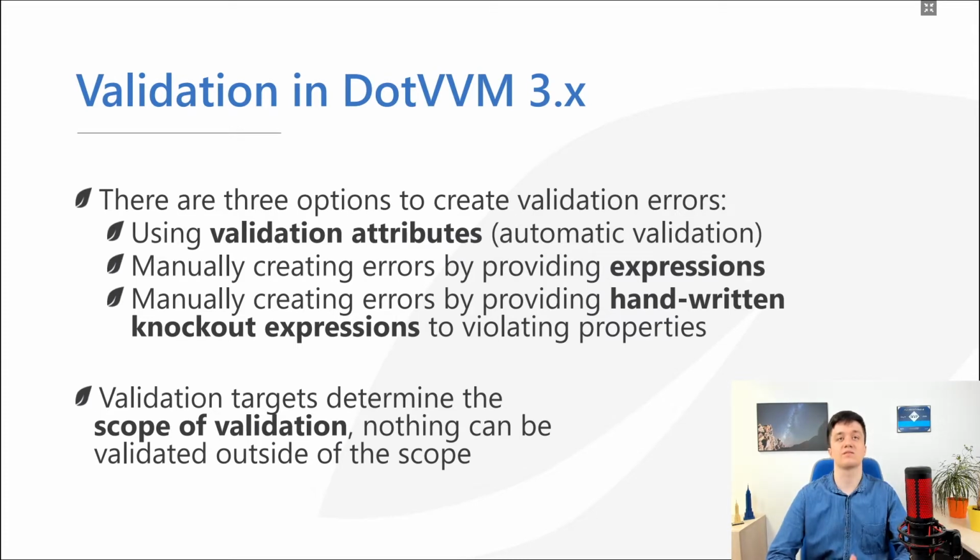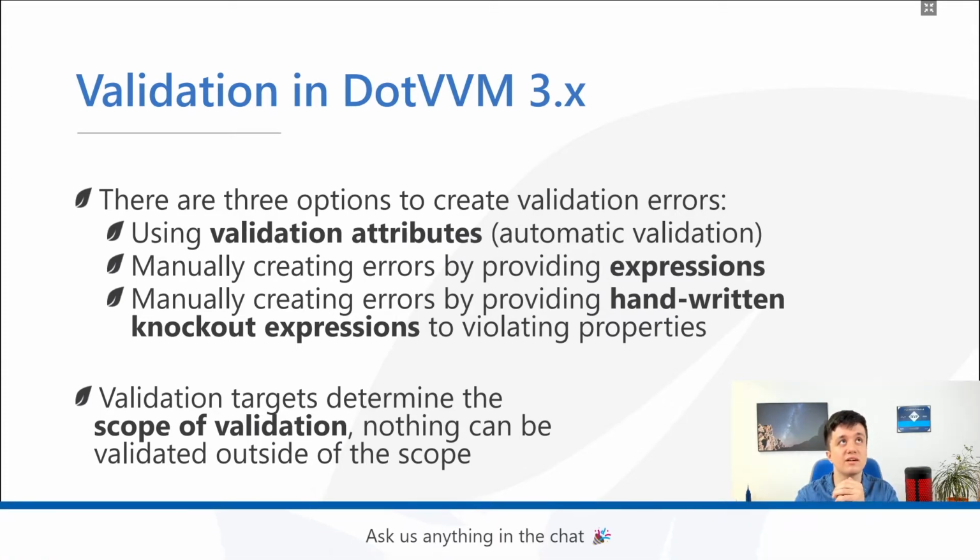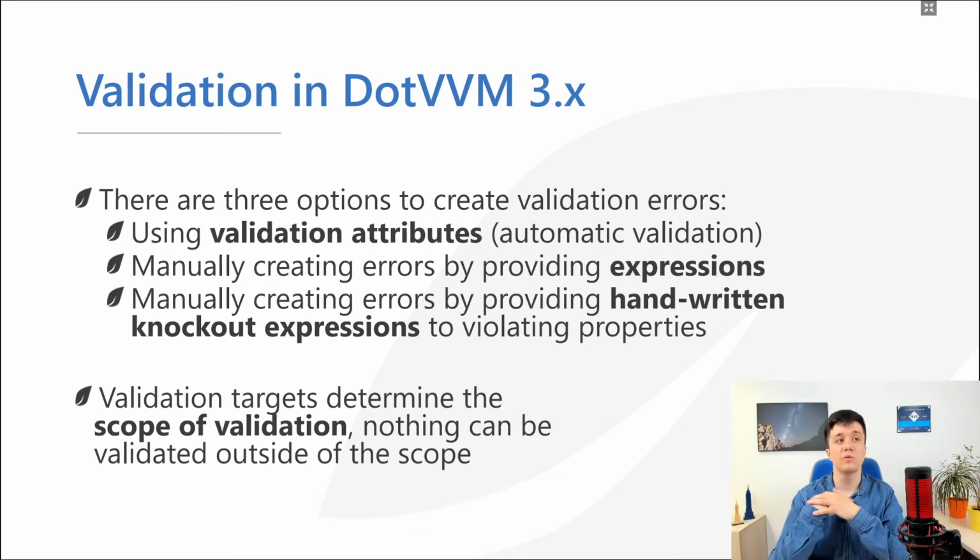So how does this work? I'm pretty sure that most DotVVM developers are familiar with it. You can use it, for example, by writing a required attribute on some of your properties. And during validation, for example, on postback, we will check that this constraint holds, so that the property was actually set and has some meaningful value. So this is one way on how validation errors can be generated. For example, if you have this required property and it wasn't set, you would get a validation error.